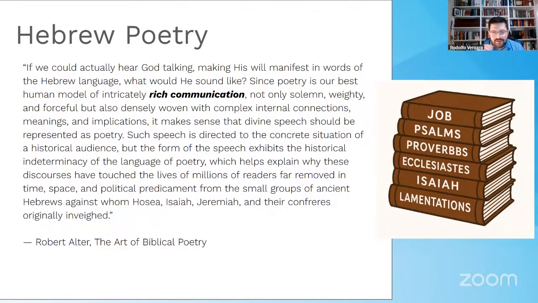Yeah, and you have here on the right the books that are poetry works in the Hebrew Bible. It's not all of them, but these are the ones before Isaiah: the book of Job and Psalms and Proverbs and Ecclesiastes. They were poetry, they were songs, they were written with parallelism. So Jewish people were very familiar with this style.